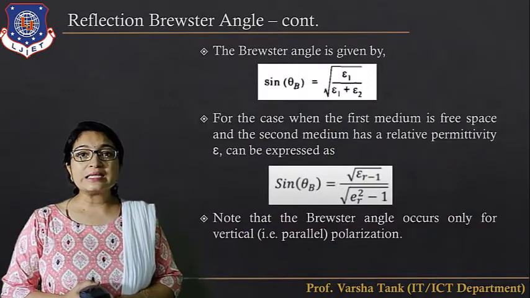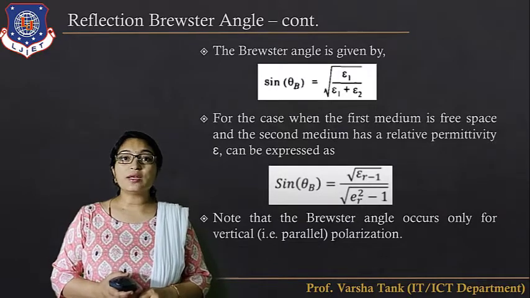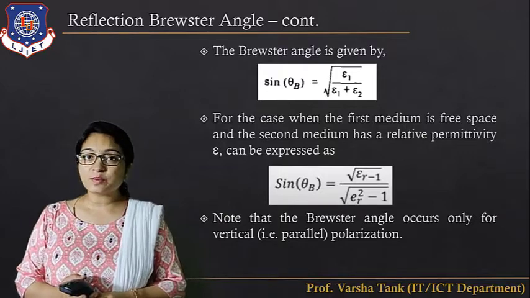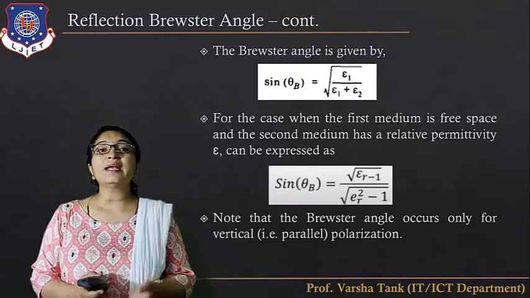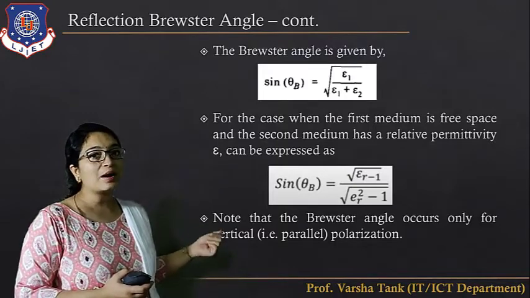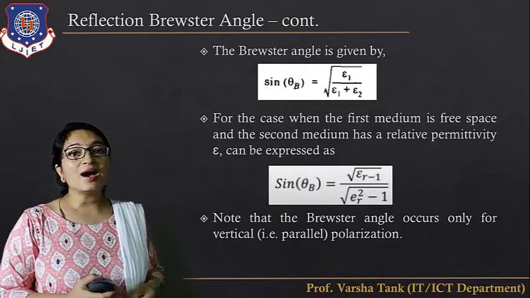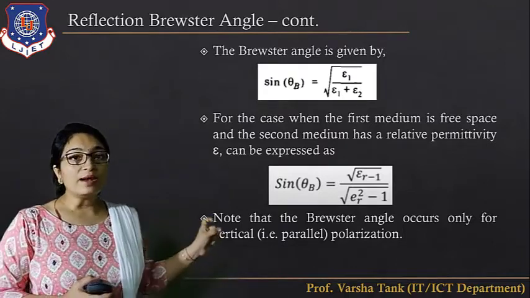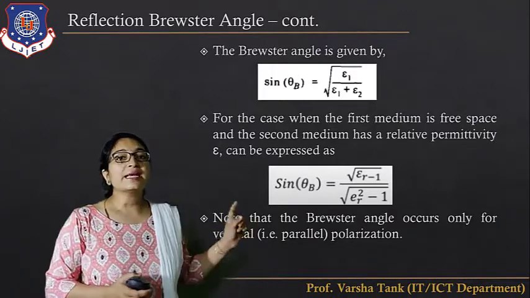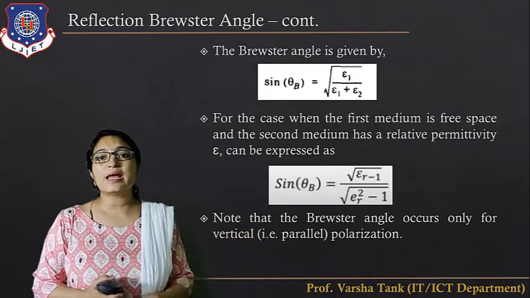So the Brewster angle is given by sine theta B is equal to E1 upon E1 plus E2. For the case when the first medium is free space and the second medium has relative permittivity ER, it can be expressed as sine theta B is equal to under root of ER minus 1 upon ER squared minus 1. We can calculate this when the first medium is free space and the second medium has a relative permittivity.